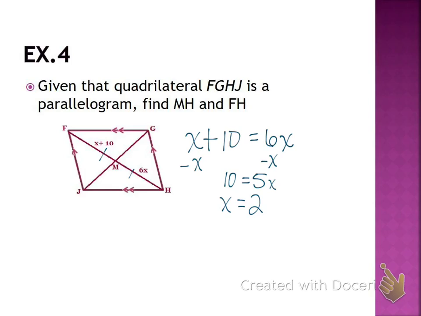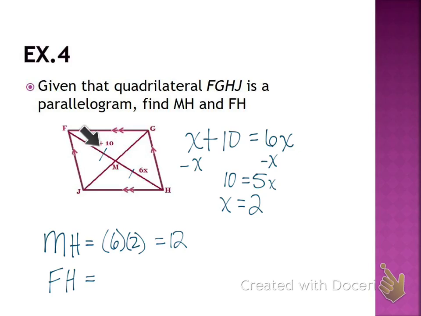Now, again, this does not mean that we are done. They asked us to find MH. What would MH equal? How'd you get 12? Good. 6 times 2 gives us 12. What about FH? How'd you come up with 24? Okay, so we would have two pieces that are the same. So you could either take 12 plus another 12, or you could take 12 times 2. Either way, we would get 24.